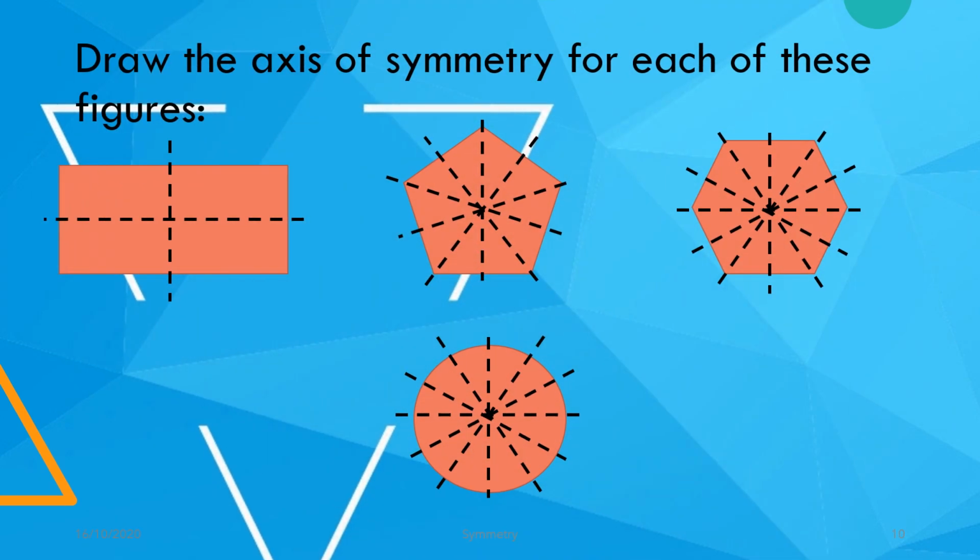Now here we have an example. We are drawing the axis of symmetry. Now this is a rectangle. How many axes are shown? One, which divides it into two parts. Then again one over here. Again it divides it into two equal parts.